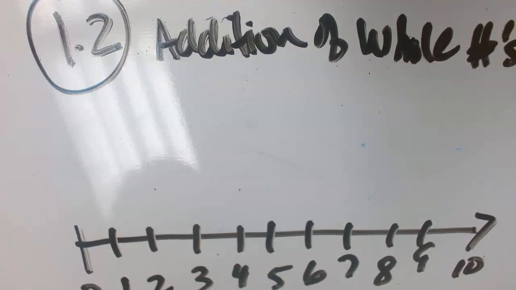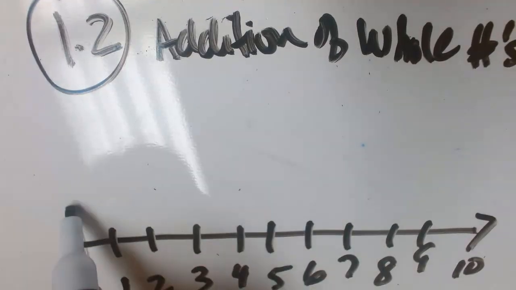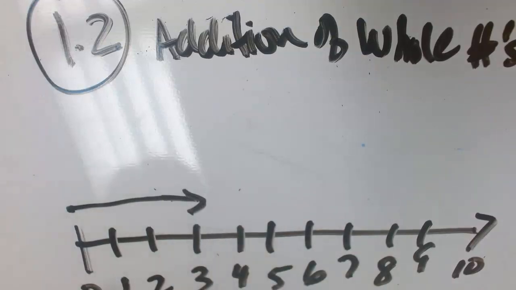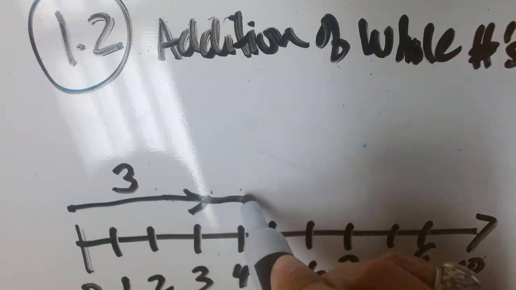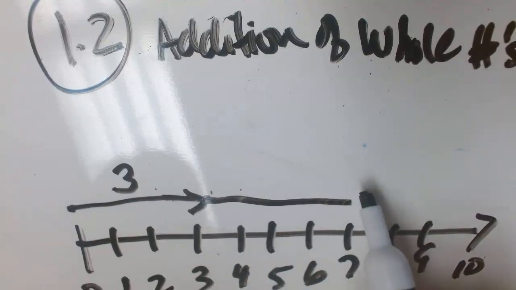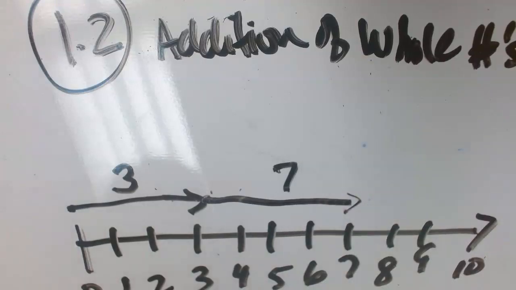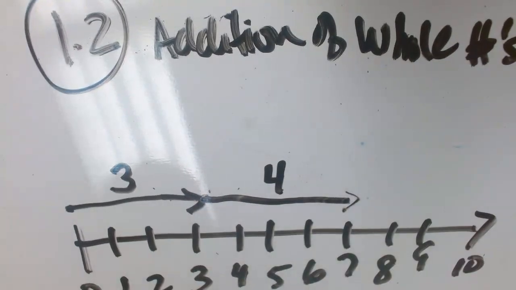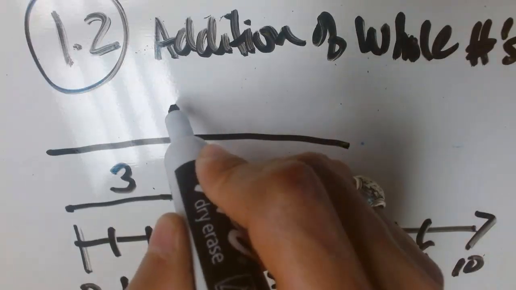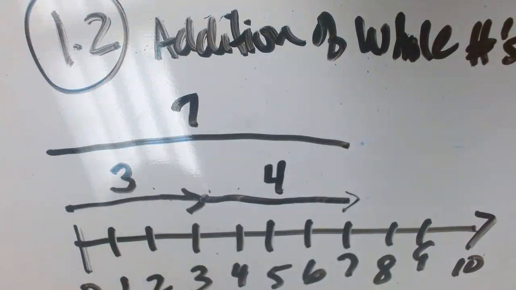number line? So if we've got 3, you go all the way to the 3. And then it's saying we're going to add 4 to that. So from this point, we're going to add 4. If we add 4, you go 4 to the right, and this is where we end up. We added 4 to 3, so when you look at it as a whole, 3 plus 4 equals 7. That is how you see that on a number line.